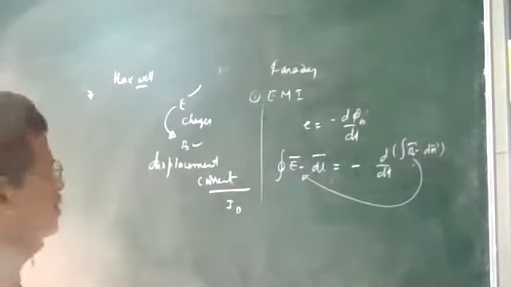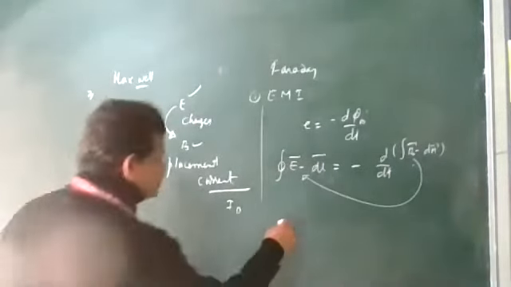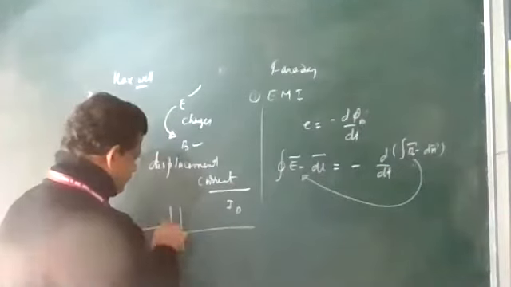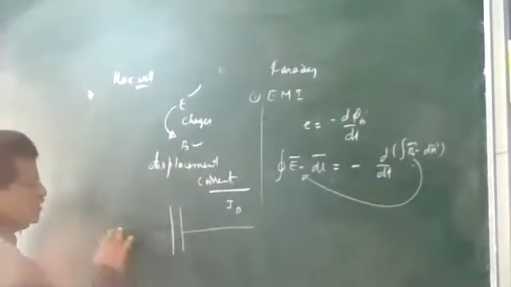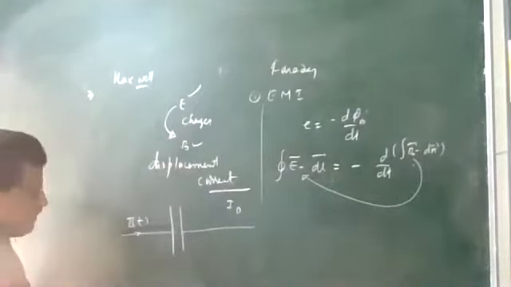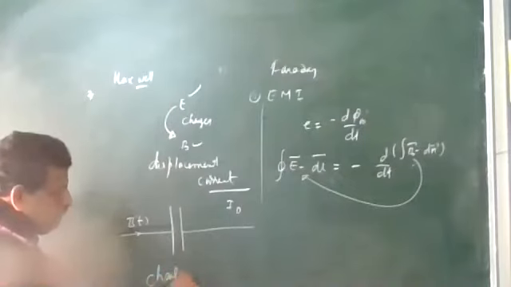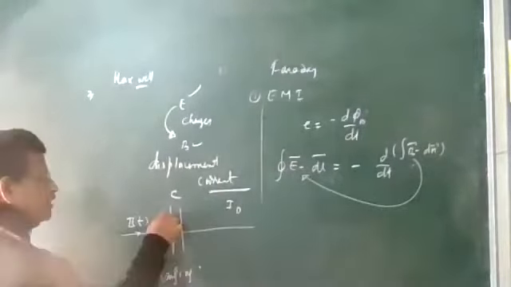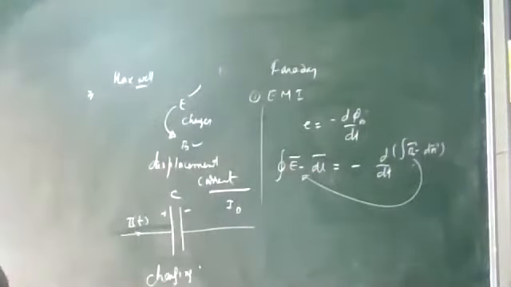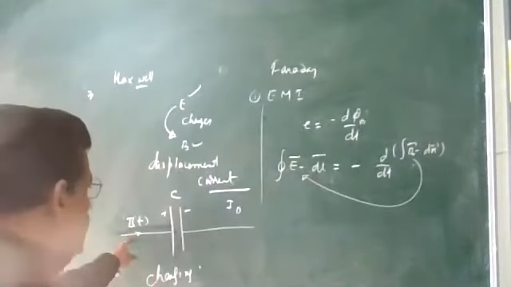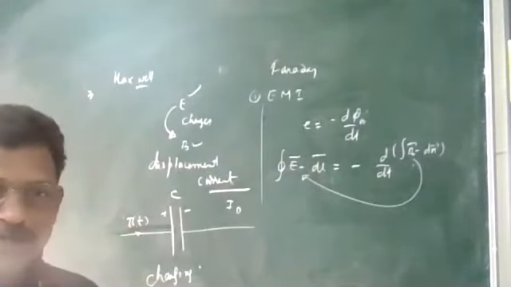Suppose you have a capacitor and the capacitor is charging. This is a capacitor. When a capacitor is charging, the current through it will not be a constant. Capacitor charge or the current through the capacitor will not be a constant, it is a function of time. So the current through the connecting wire is not constant.